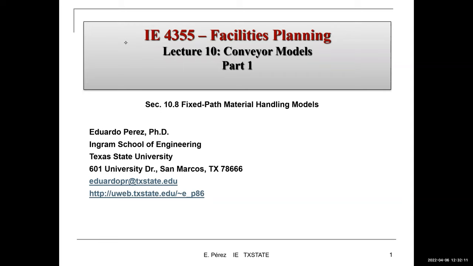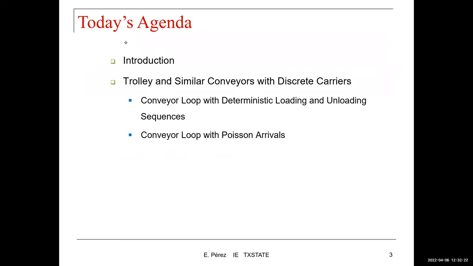So let's begin with the review of our material for Monday, in which we discussed the conveyor models. As I explained, we have two different types of models that we are going to discuss in class. The first one is the deterministic loading and unloading sequences. And then we're going to discuss the stochastic case, in which we're going to have some Poisson arrivals, some uncertainty in terms of the arrivals to the system. And we're going to use that information to also help us with our design.